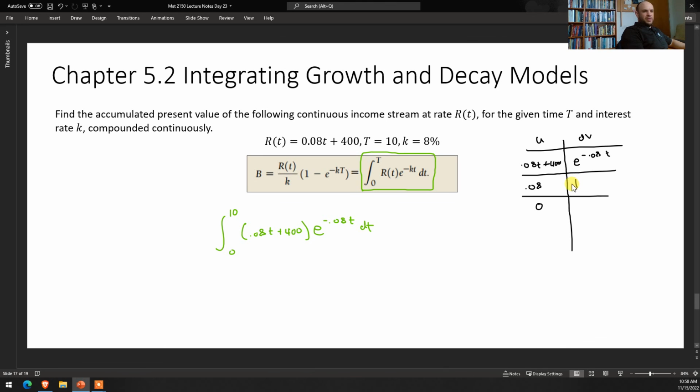That is, we get negative 12.5. And now integrating one more time, it gives us 156.25 e raised to the negative 0.08 t. Now let's remember our plus, our minus, and we read our answer off of the diagonals.